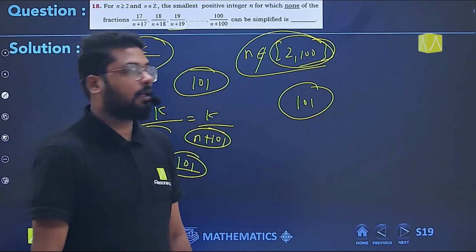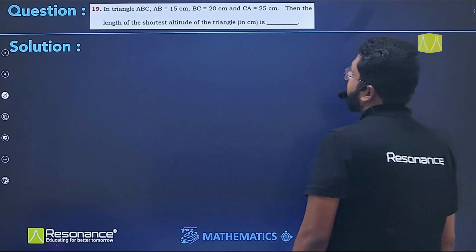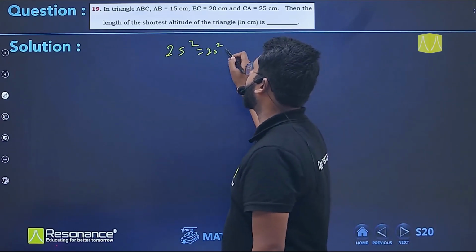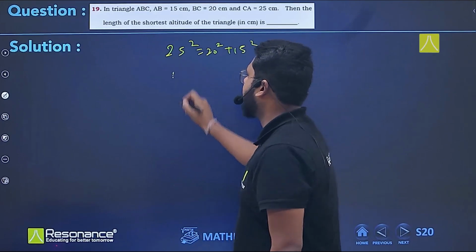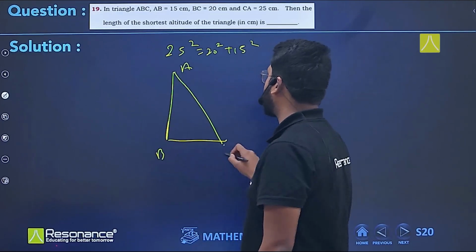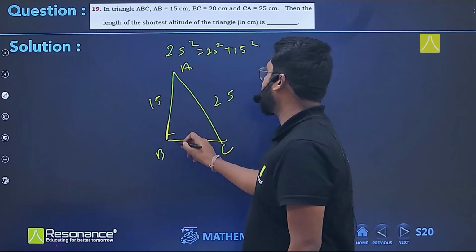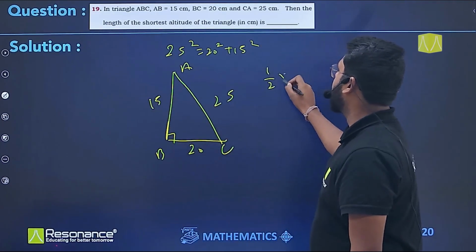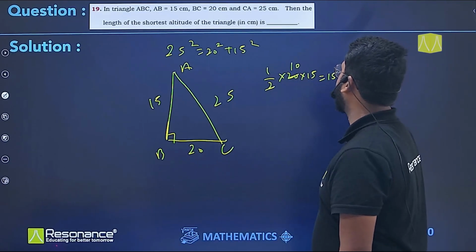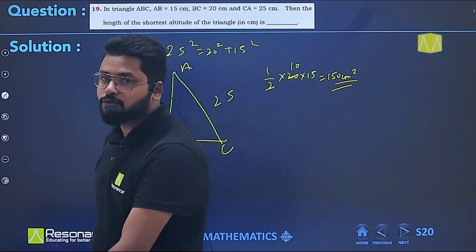Now, question number 19. In a triangle ABC, all three sides are given. We can see that 25 square is equal to 20 square plus 15 square. This means this is a right angle triangle ABC in which AC is 25, AB is 15 and BC is 20. Its area will be half into base into height, that is 150 centimeter square. We have to find the length of the shortest altitude.